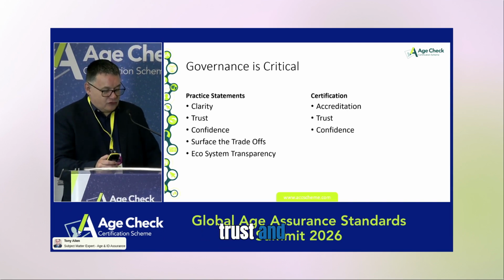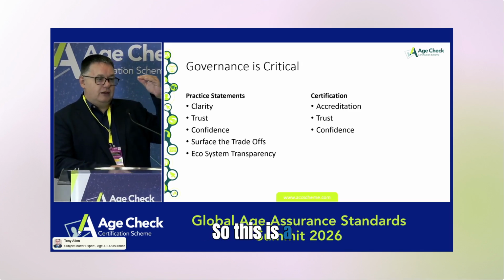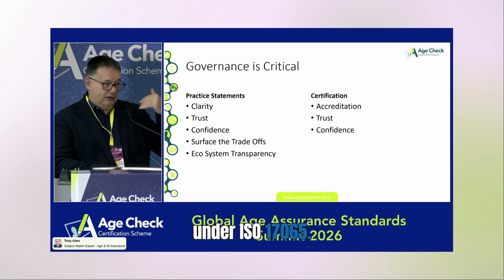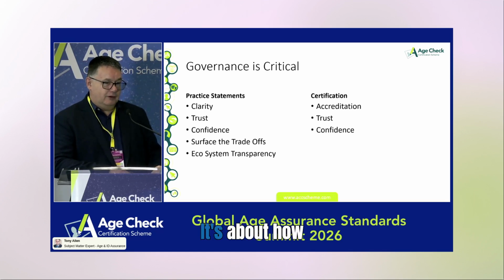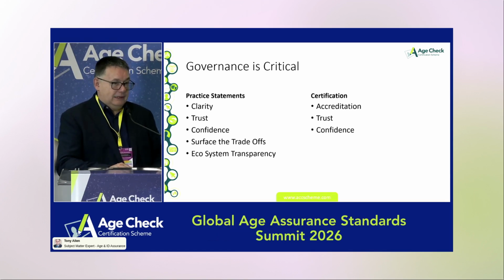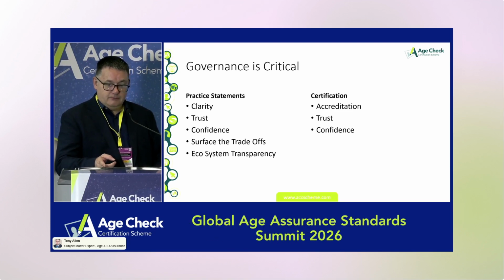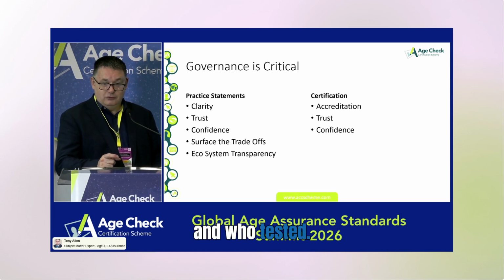So certification is about trust and confidence in the marketplace and the accreditation. So this is a global network, a global system under ISO 17065, and it's about how you have trust and confidence in the products and services that you buy. You all came in here just now, and you sat down on these chairs, and you didn't think twice about sitting down on these chairs. If you actually get up and look at these chairs underneath, there's a sticker or a label on the bottom that tells you the international standard that these chairs were tested to and who tested them.